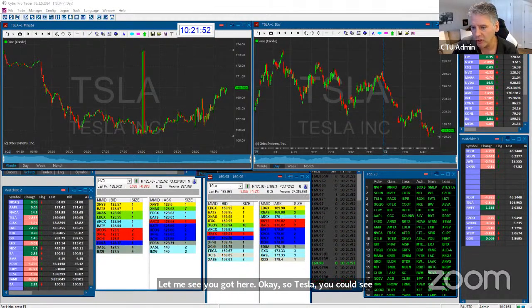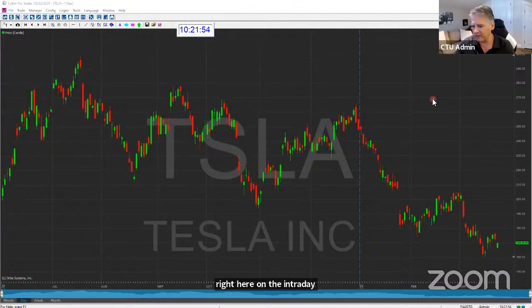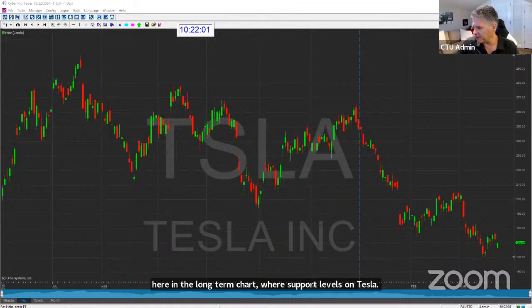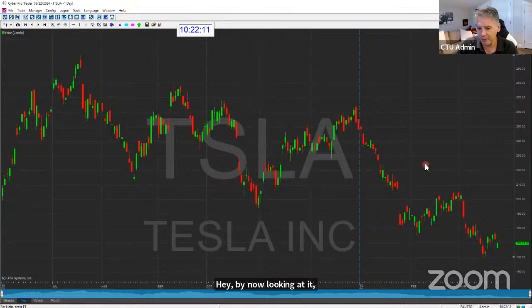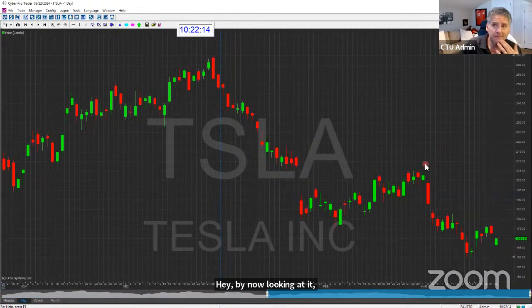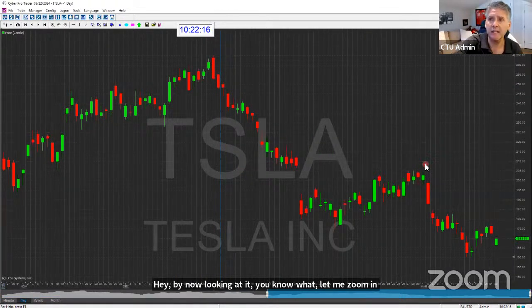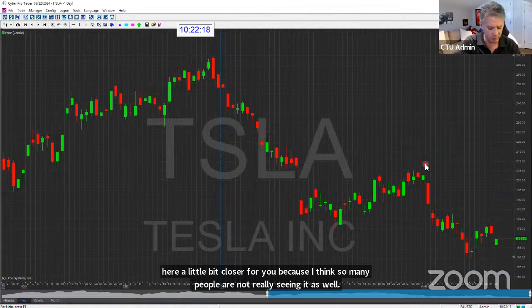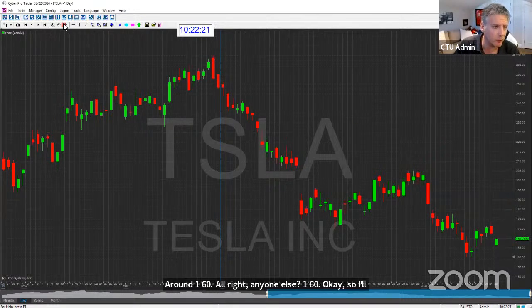First of all, right here in the long-term chart, where's support levels on Tesla? Anybody now looking at it? Let me zoom in here a little bit closer for you, because I think some of you are not really seeing it as well. Around 160. All right. Anyone else? 160. Okay. So I'll draw a trend line for you. 160.